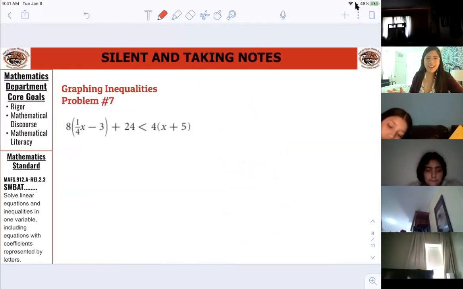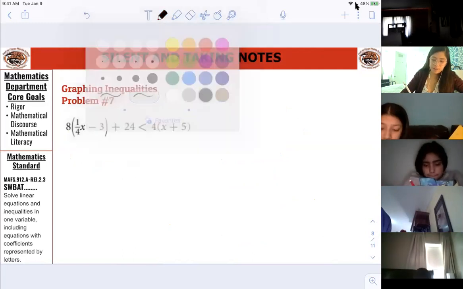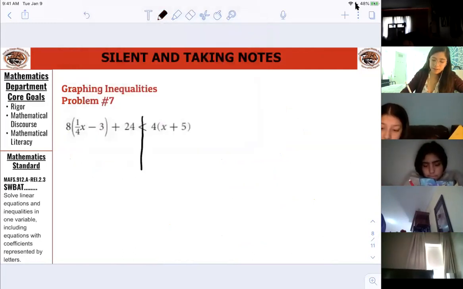All right. I'm putting down a really challenging one on purpose because I want you guys to see what this is going to look like as an inequality. Even though it looks super challenging, even though there's a lot going on, we're still going to follow those same steps. Take a second to write it down.